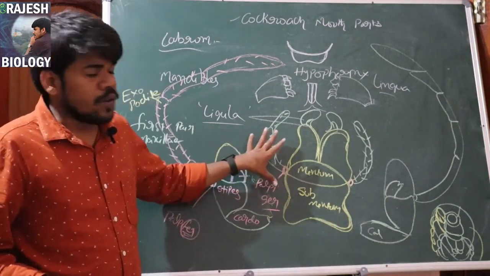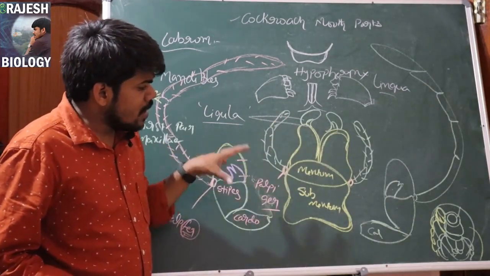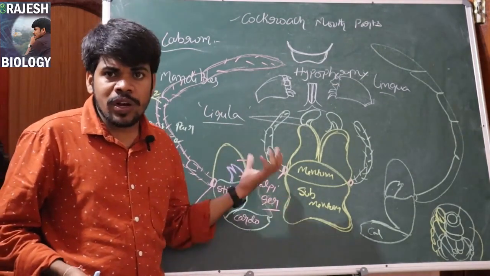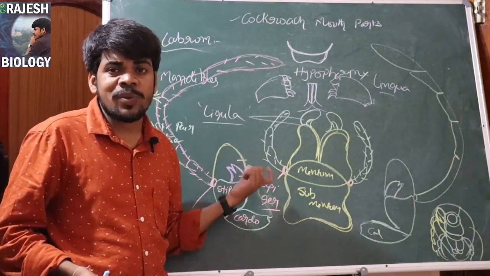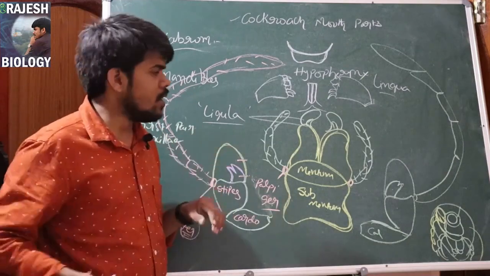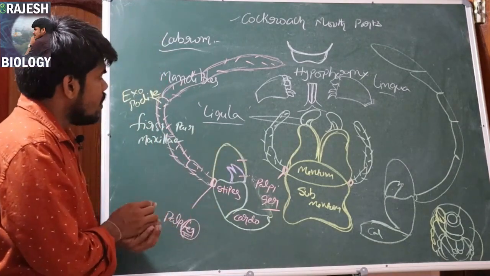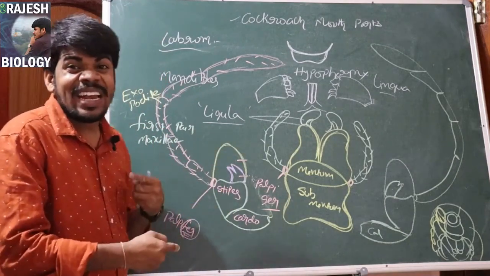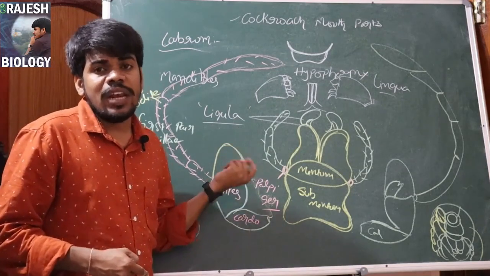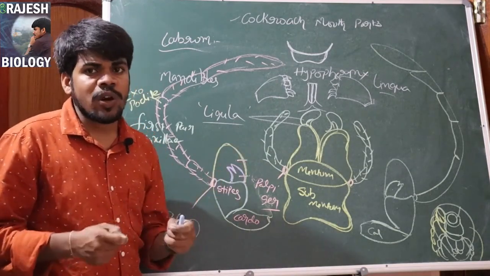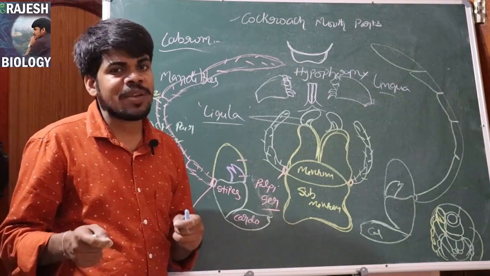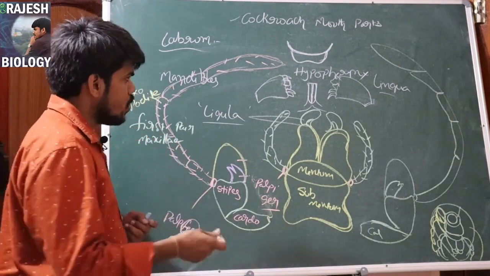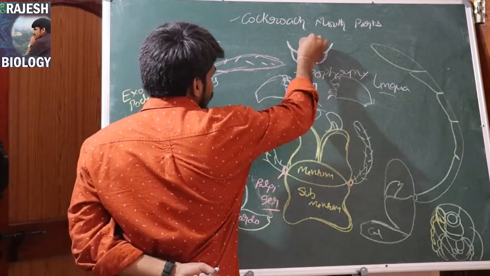So don't worry about this diagram. I'll teach you how to draw the entire cockroach mouth parts diagram in a clear manner, not like this. First we will revise all the names of the labeling. That is a very important 5-mark question for the IPE examinations for first years in AP and Telangana.